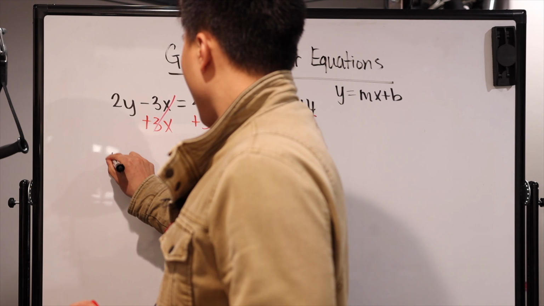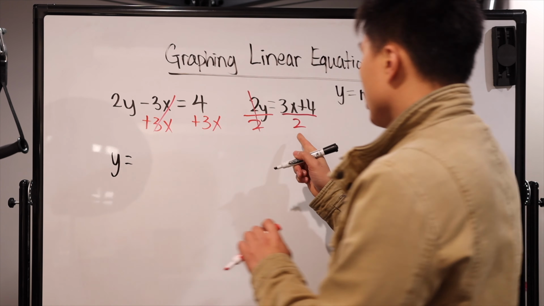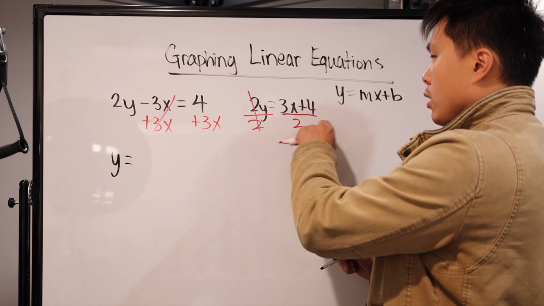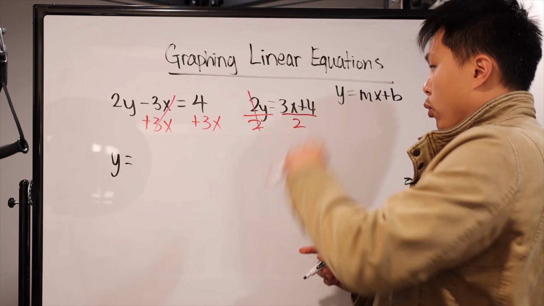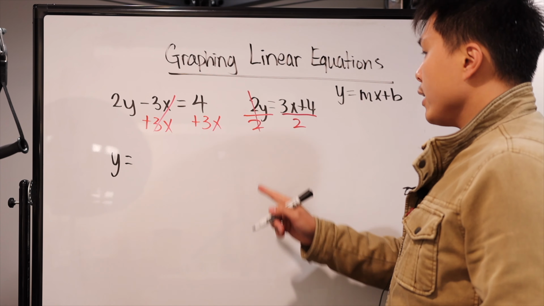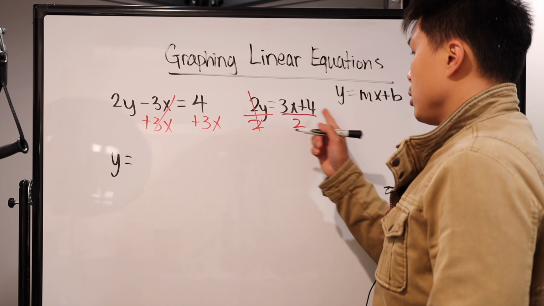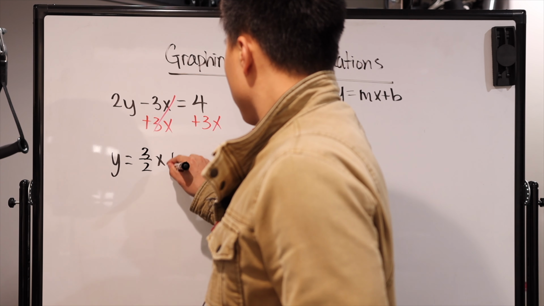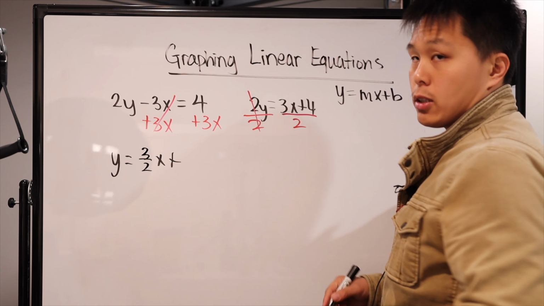Now I have y equals, and when you do this, a common mistake is that, oh, I'm just going to divide one of them, divide 4. 4 looks like a nice one, and then forget about the 3. When you divide, you've got to divide everything, right? So that means both of them. That's going to be 3 over 2 x plus, and then it's going to be 4 divided by 2.